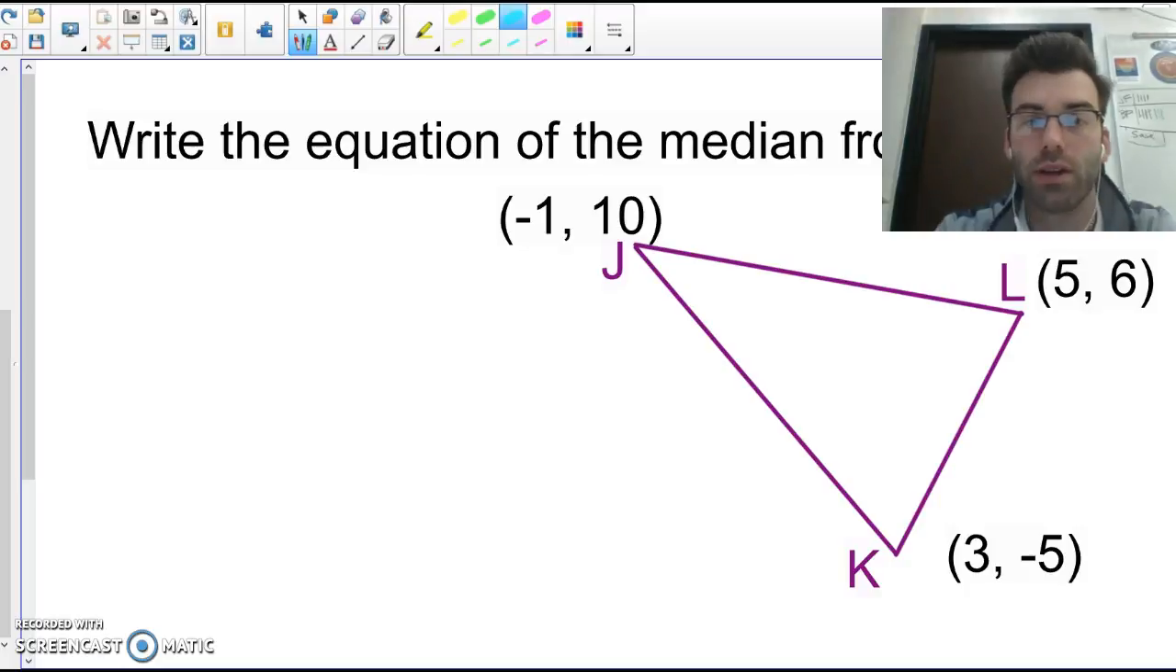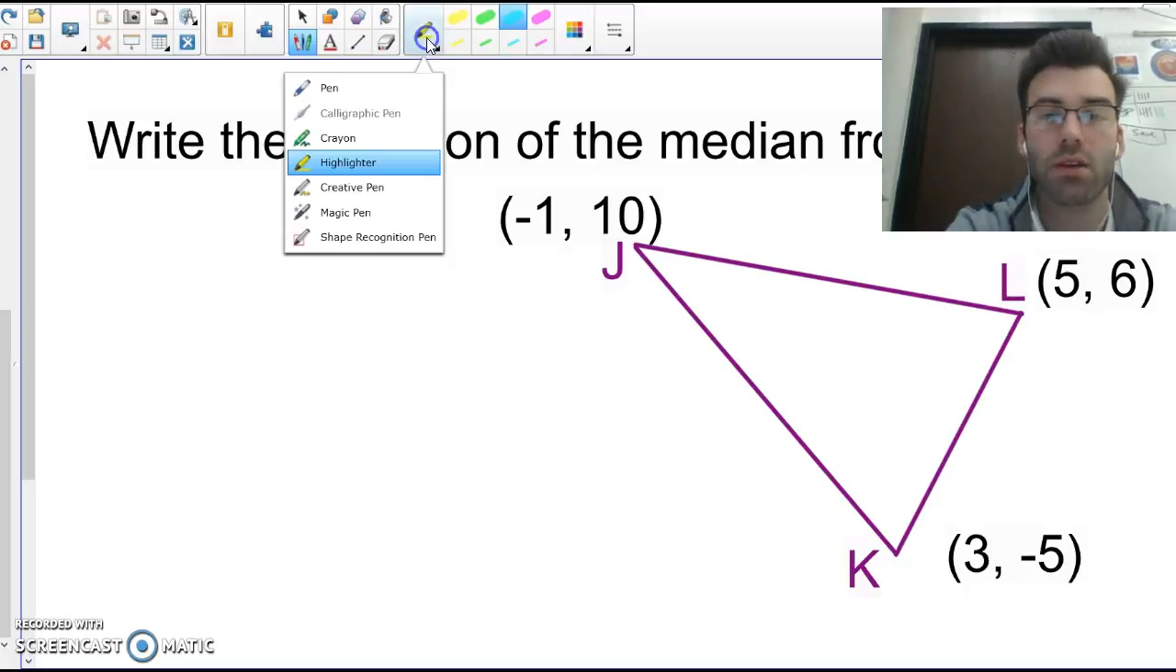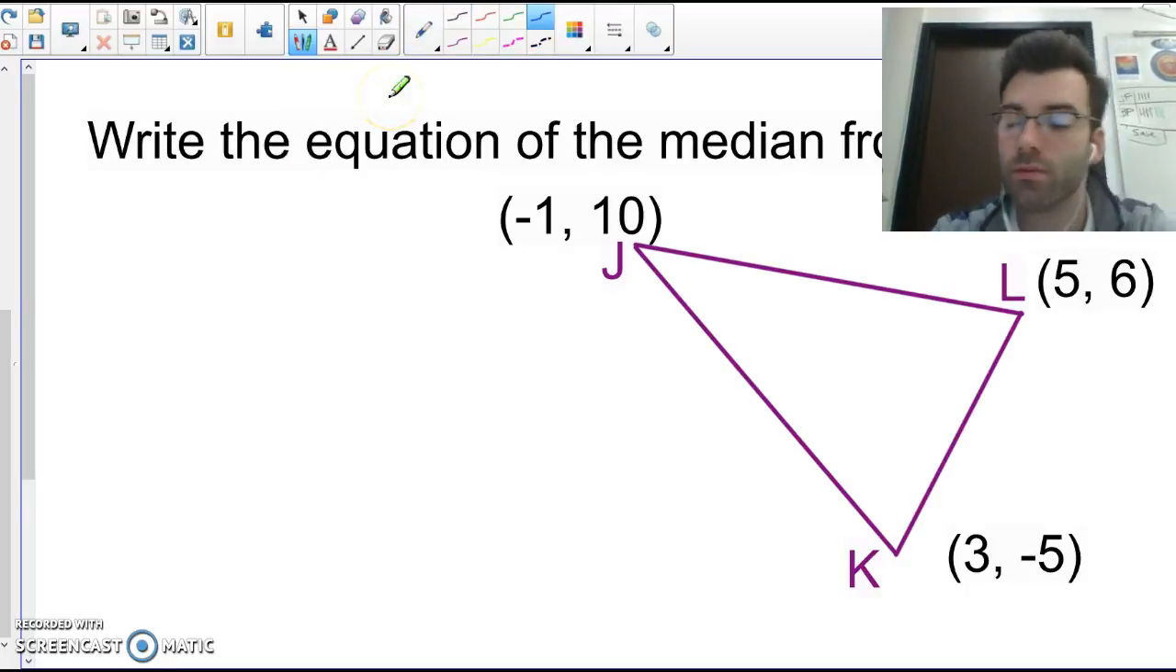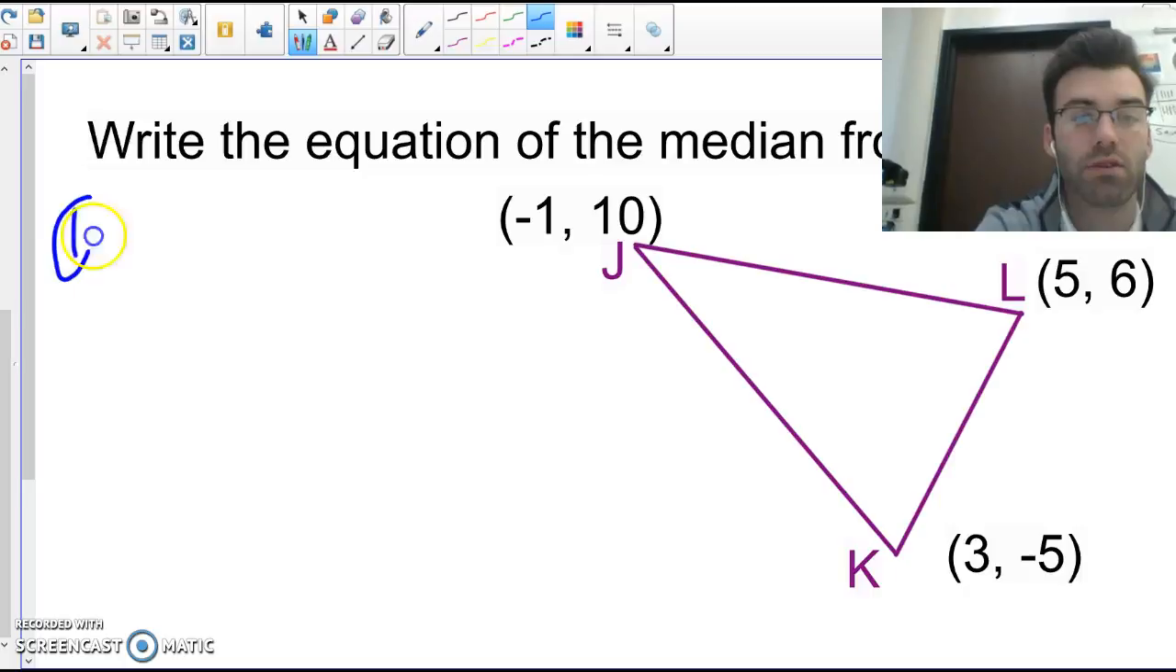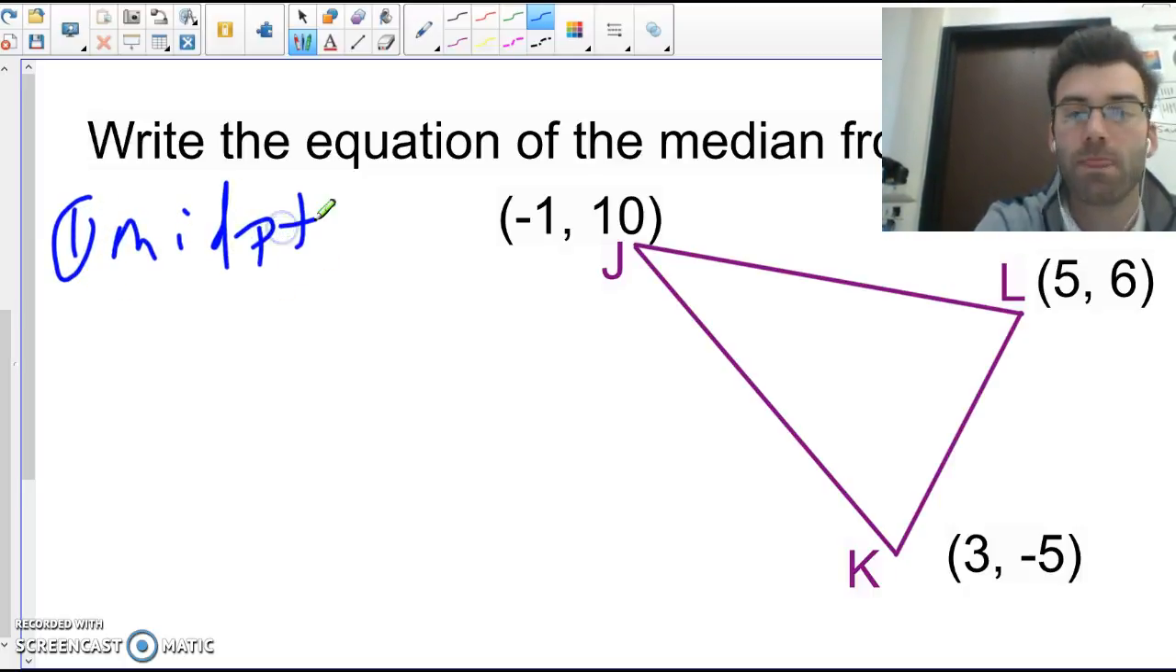Okay, write the equation of the line from the median from L to JK. If it doesn't tell you whether it should be in point slope form or slope intercept form, you can go ahead and do point slope form. It's the easiest one. So when we're finding a median, the first step, if you recall from yesterday, is to find the midpoint of JK.